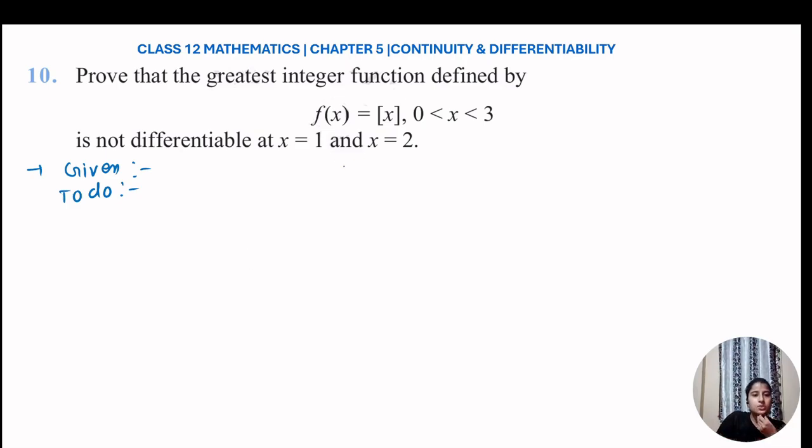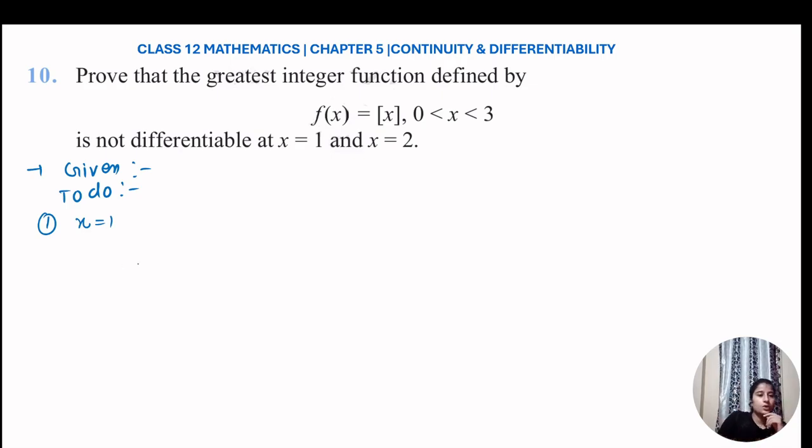Now let's move ahead. For first, I will do only one part. The next part will be homework for you, because the same procedure you have to follow. I will prove that the function is not differentiable at x equals 1. The same thing we did in question number 9 is repeated, just the function and values are changed. Otherwise, the logic is always the same.